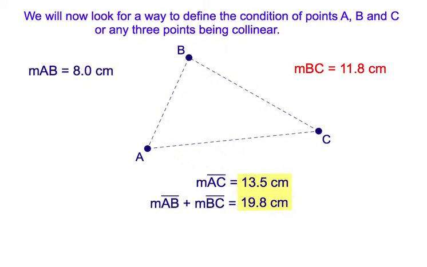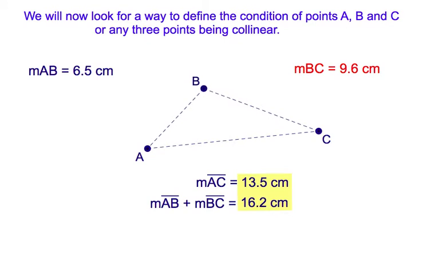We will now look for a way to define the condition of points A, B, and C, or any three points being collinear. At this moment, points are not collinear, and the measure of line segment AB plus the measure of line segment BC is not equal to the measure of line segment AC, shown below triangle ABC. However, when point B becomes collinear with points A and C, both values become equal to each other.